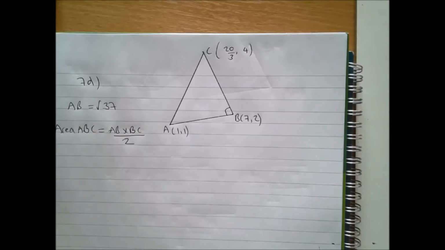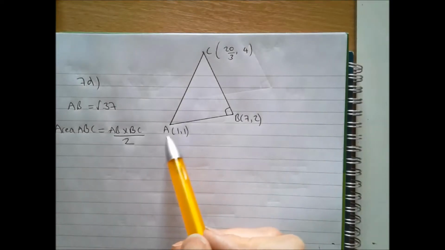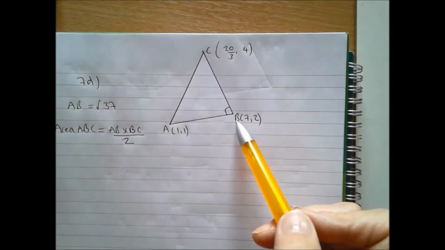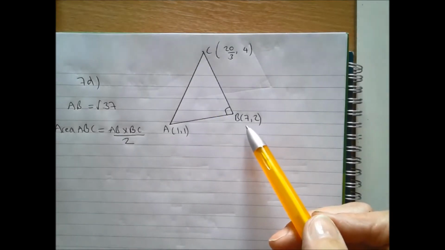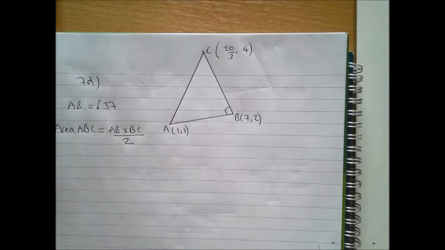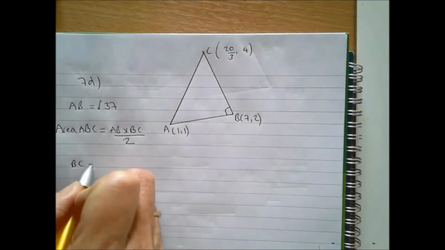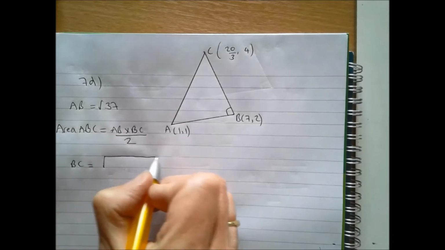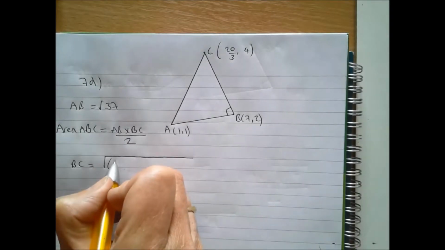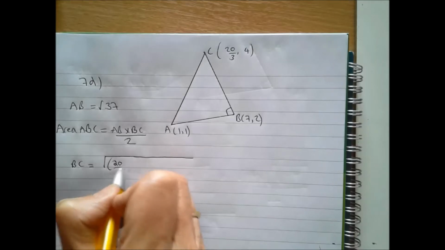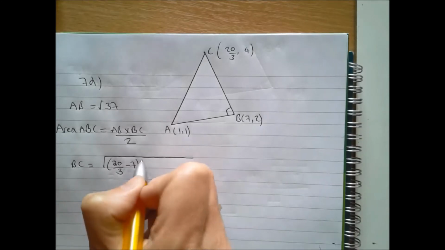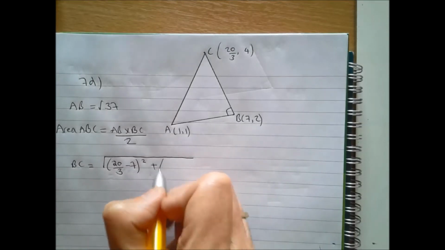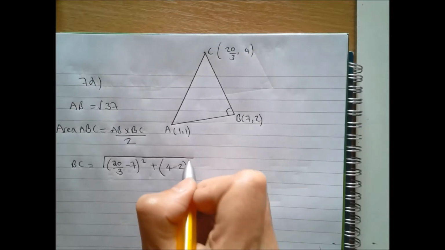Okay, so we're on 7D now. We've worked out that AB is root 37 on this triangle, and we've found out that the area of ABC is equal to AB times BC divided by 2, because it's a right angle triangle. We can use base times height divided by 2. So now we're just going to put it all together. We haven't at the moment got BC, so we're going to use Pythagoras to get BC. So that would be the square root of the difference in the x coordinates. So I'm using 20 over 3 minus 7 squared, plus the difference in the y coordinates squared.